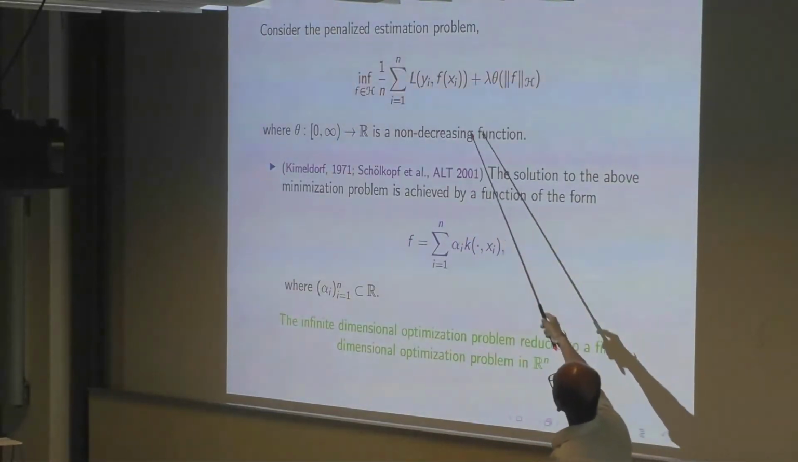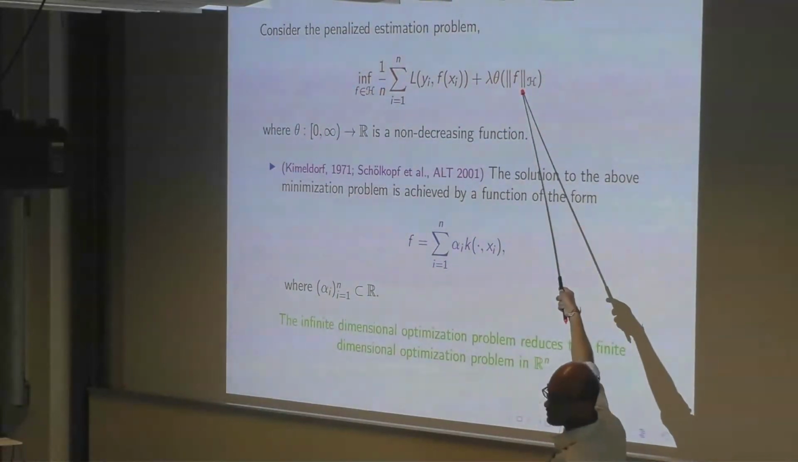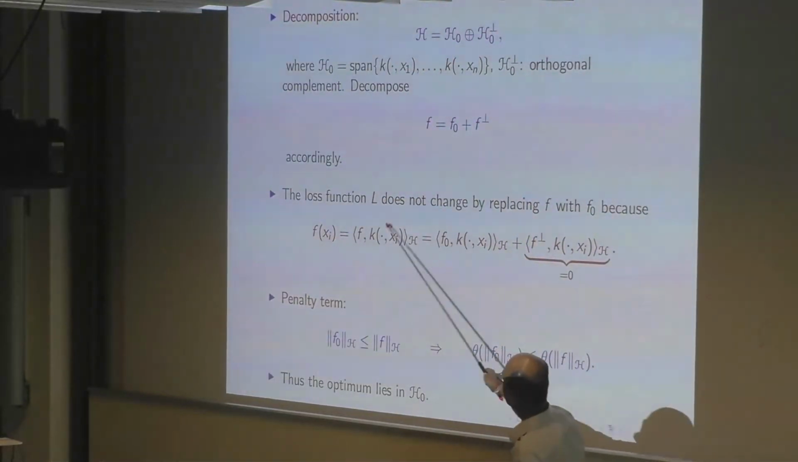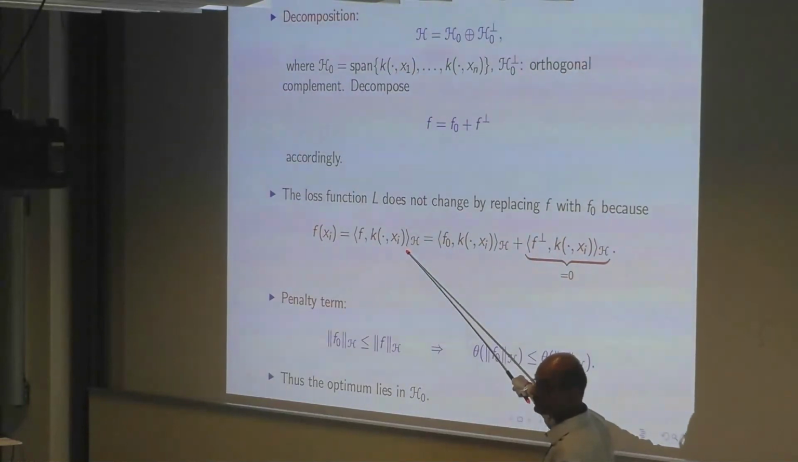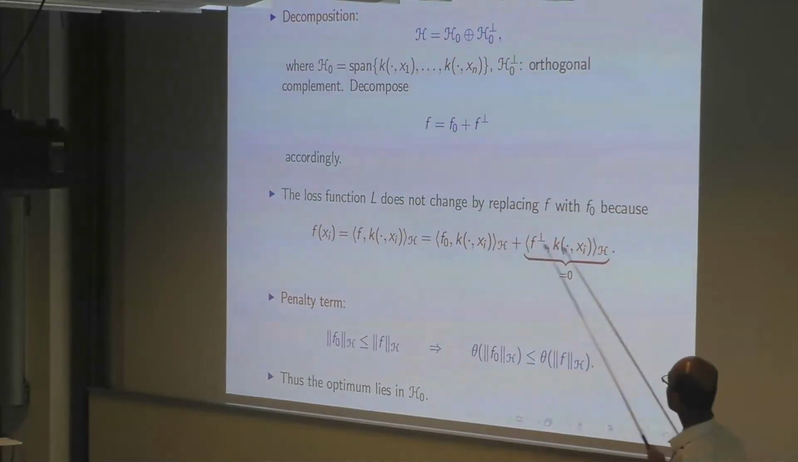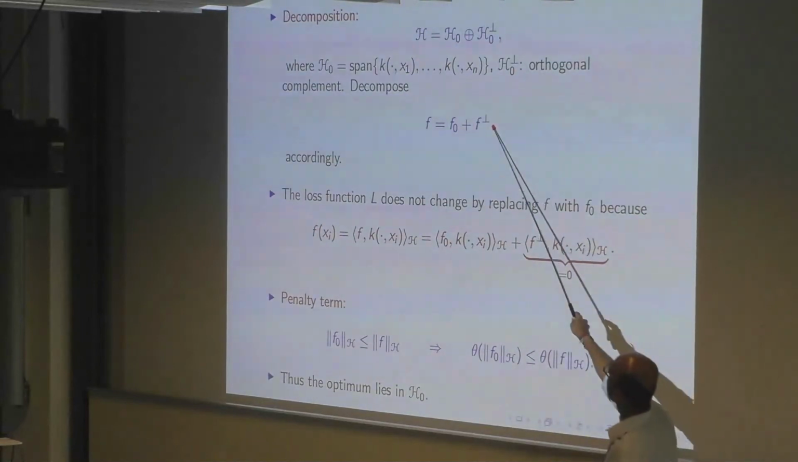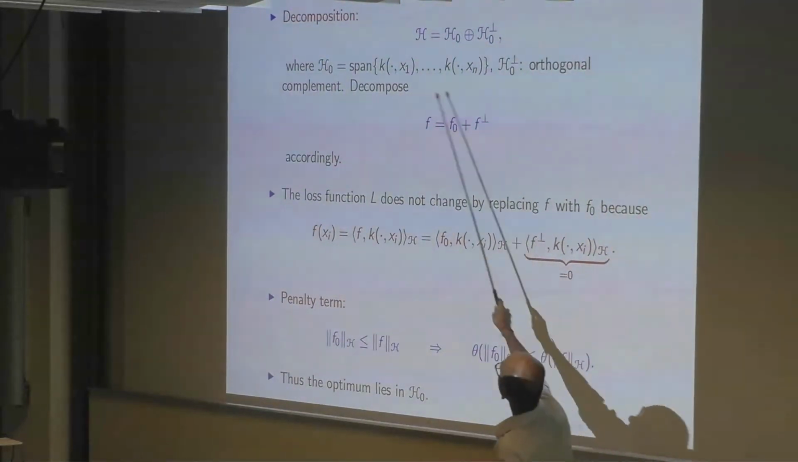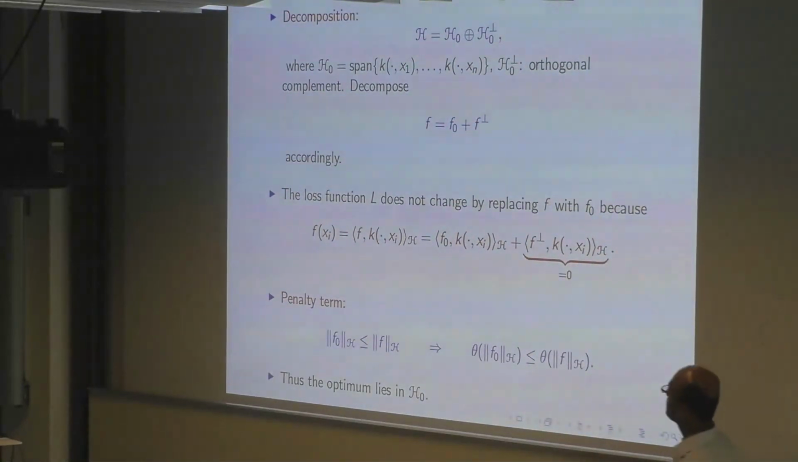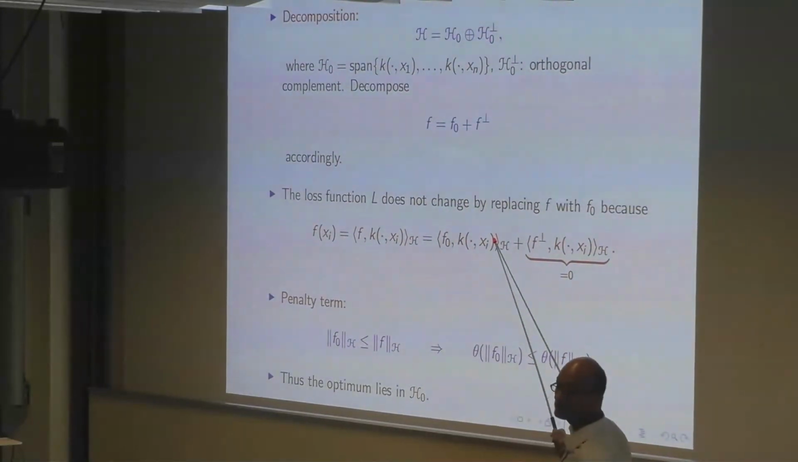Now let us look at your loss function. The loss function has f in it. The regularizer also has an f in it. In the loss function, it is f of xi. Use the reproducing property, f of k dot xi. Now f is f naught plus f perp of this form. But the f perp term is 0 because it is perpendicular to all these kernel functions. Which means computing the value of the function at xi is the same as computing the value of f naught at xi.